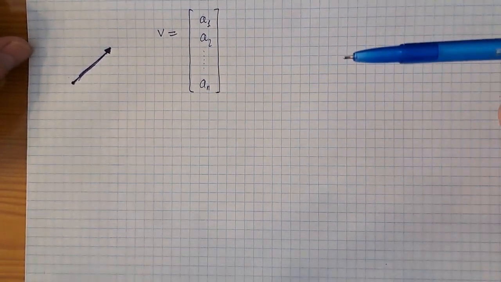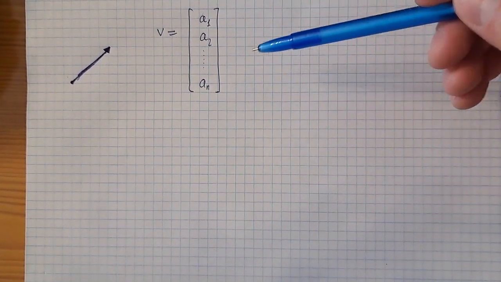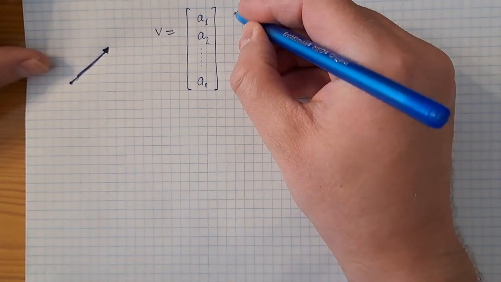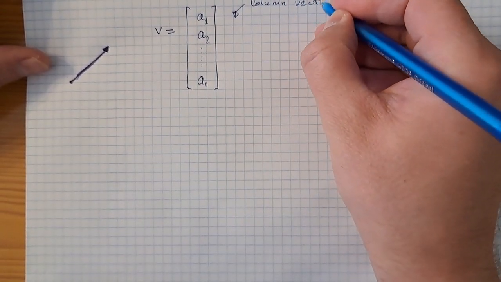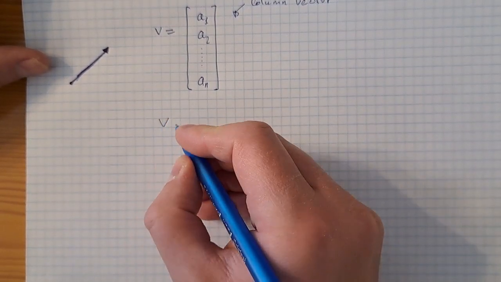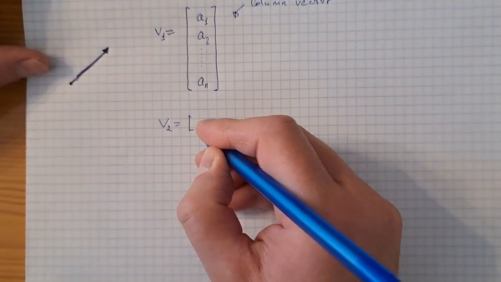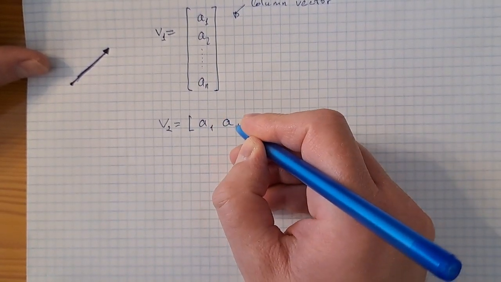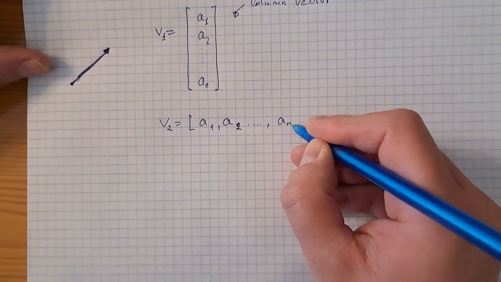What I learned more is that there are actually two types of vectors: the column vector like this, and the row vector. If we say this is a column vector, we can say another vector, let's say this is v1 and this is v2, is a row vector, when numbers are written in a row: a1, a2, with a comma here, like this.